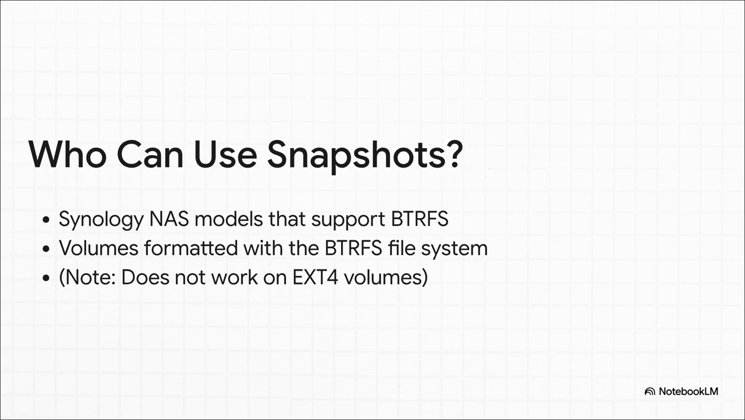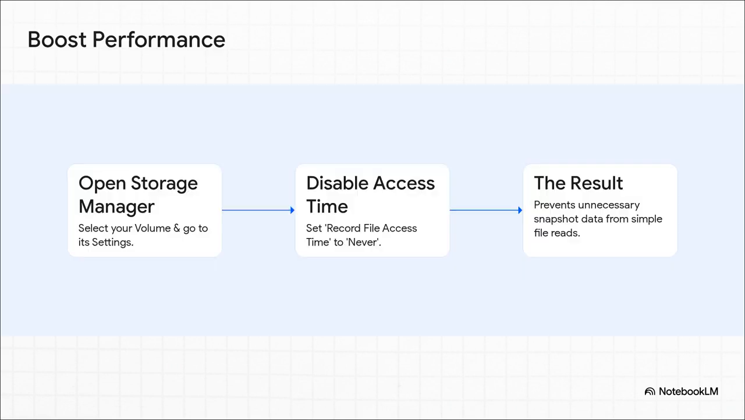Now, if your volume is formatted as ext4, you unfortunately can't just flip a switch. It actually requires a full backup and reformat. Before you even create your first schedule, here's a pro tip that will make a real difference. Go into your storage manager, into your volume settings, and turn off Record File Access Time. Why? Well, because otherwise, just opening a file counts as a change, which creates all this tiny useless snapshot data. For almost everybody, turning this off is a super simple way to boost performance.